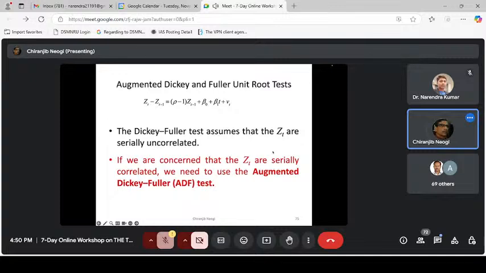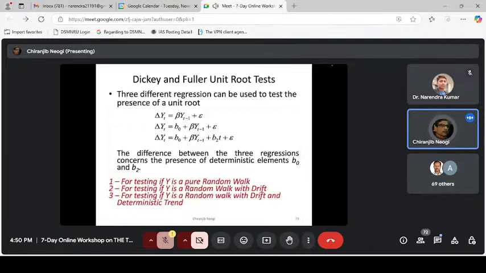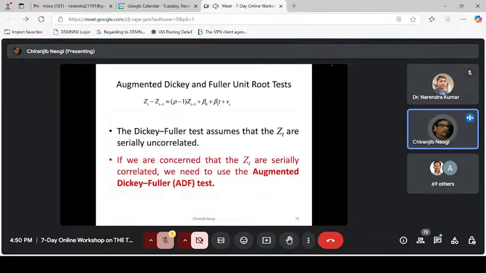Now, there is another test called the augmented Dickey-Fuller, where we also consider delta Z on the right-hand side. In the Dickey-Fuller test there is no delta Y or delta Z term on the right-hand side, but in the augmented Dickey-Fuller there will be. Dickey-Fuller assumes the delta Z are uncorrelated. If delta Z are serially correlated, we need the augmented Dickey-Fuller test.